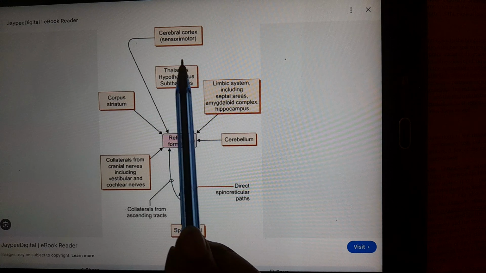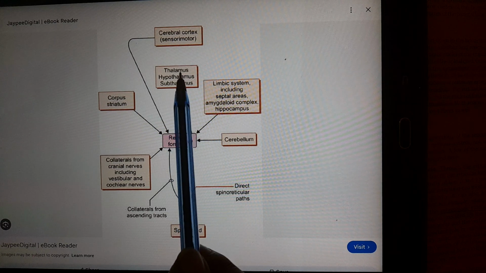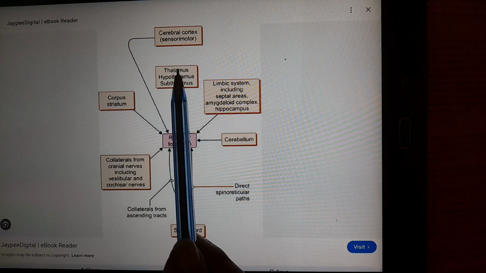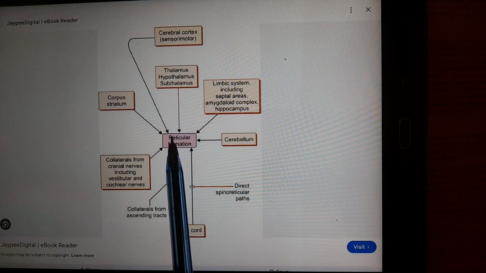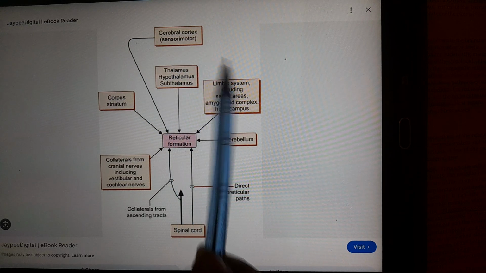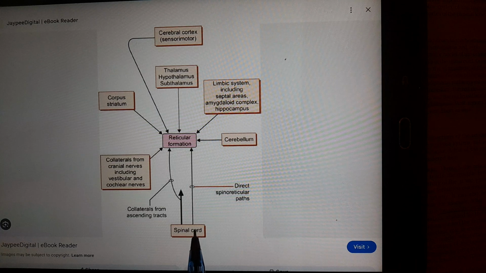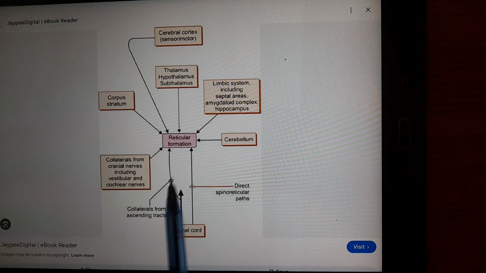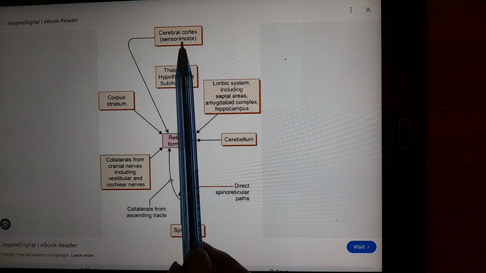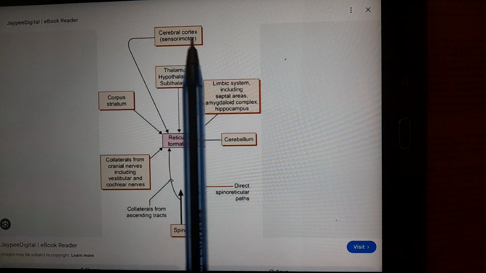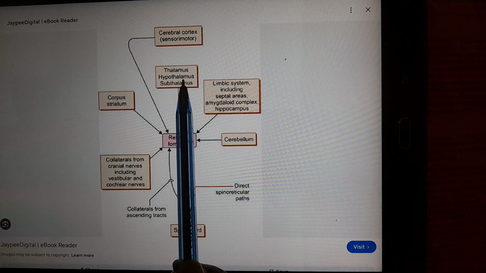Then from this thalamic apparatus, we have thalamus, then hypothalamus and subthalamus. All of them are going to give their information. Along with the cerebrum, the cerebellum will also give their sensations. So up till now we have done spinal cord, the direct and indirect, indirect from the ascending tracts, then the cerebellum, then the cerebral cortex through its sensory cortex. Then we have thalamus as well.